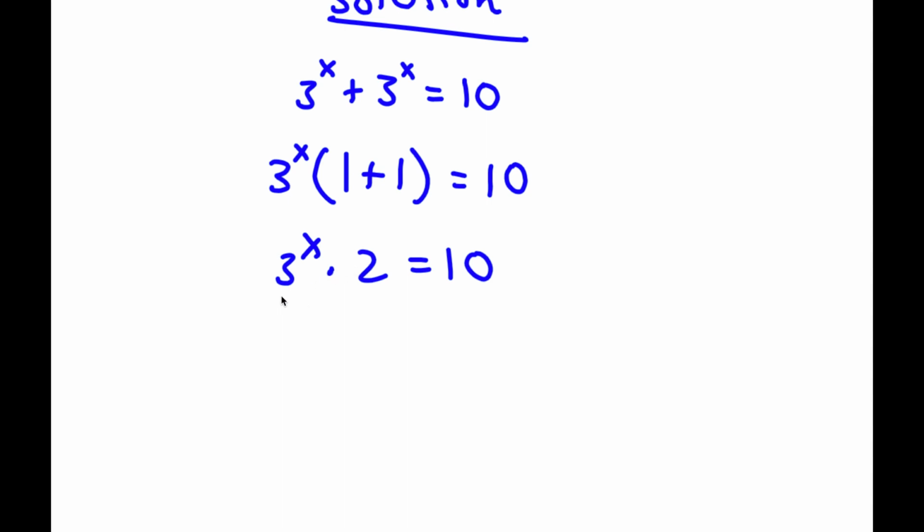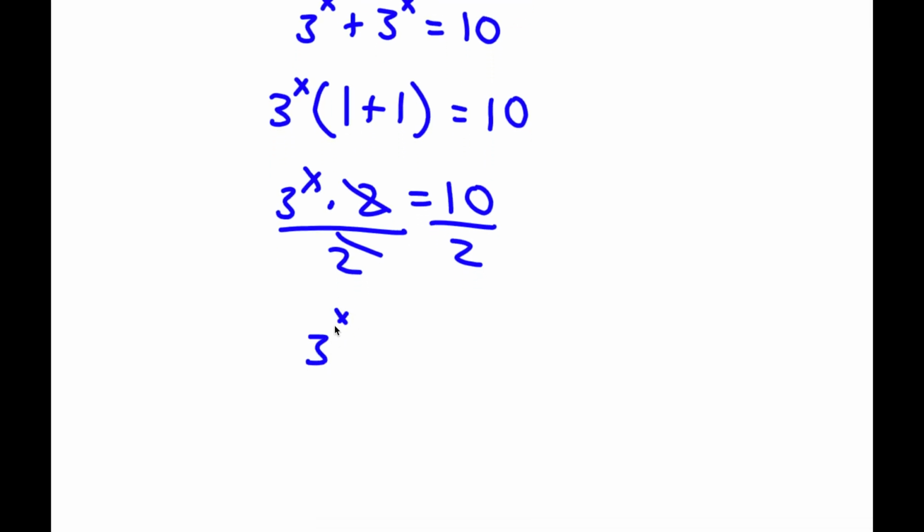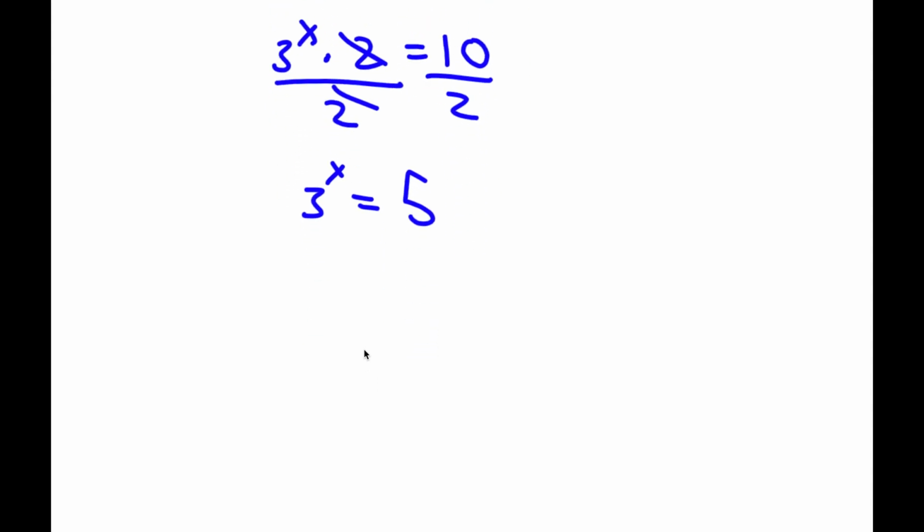Now I'm going to divide by 2 on both sides. So then these two cancel out, and I'll be left with 3 to the power of x is equal to 10 divided by 2 is 5. Now to solve this problem, I'm going to be taking the log on both sides. So now I have log 3 to the power of x is equal to log 5.